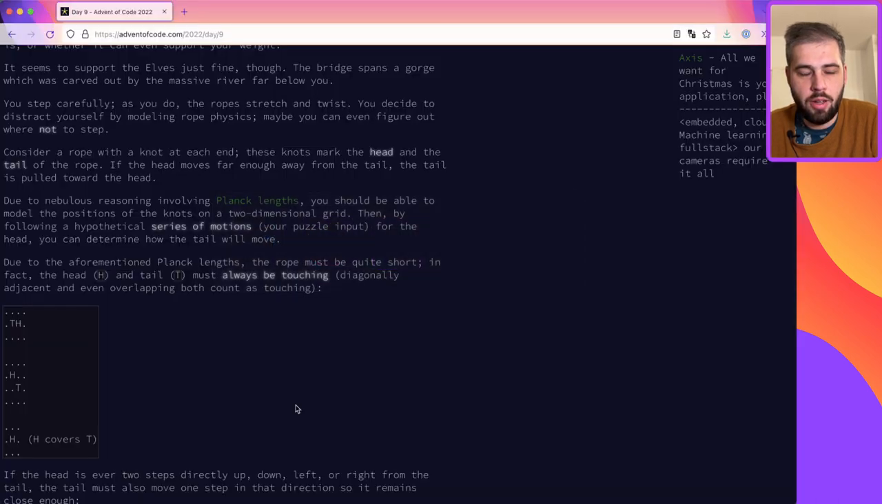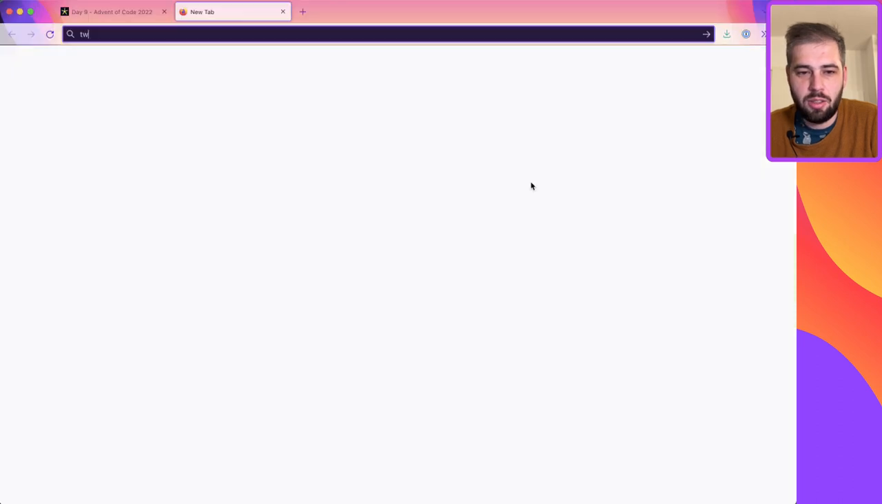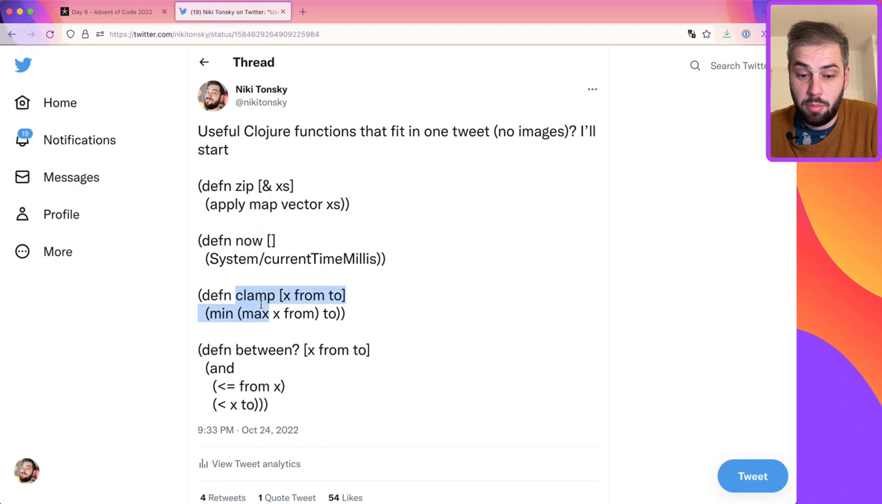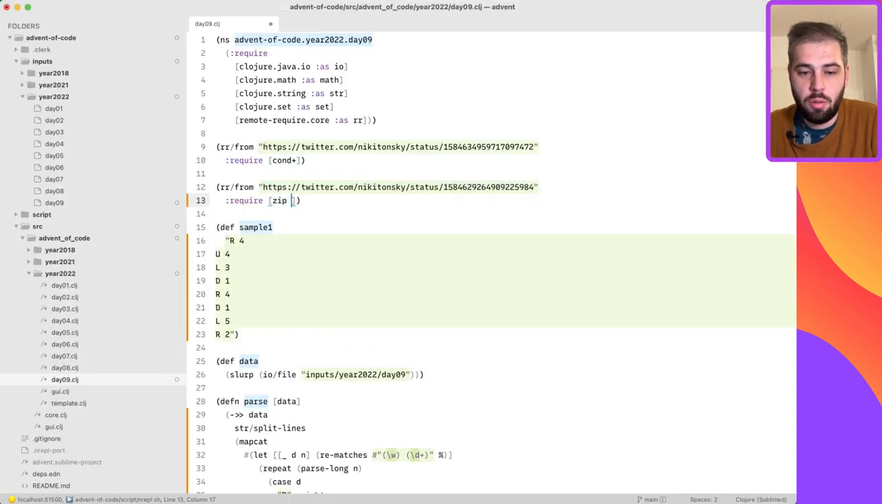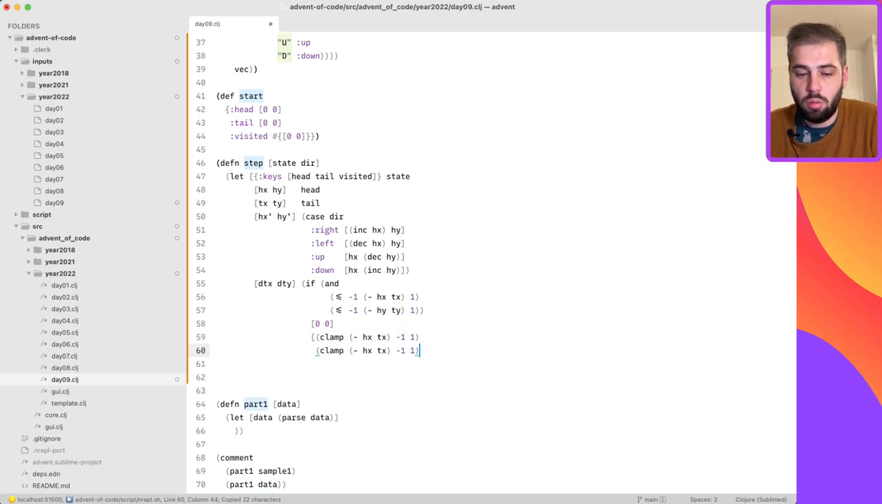Actually, yeah. You know what? This tweet could be actually useful because it has clamp. And we're going to import it. Okay, and basically we're going to clamp this between minus 1 and 1, and same goes for y.